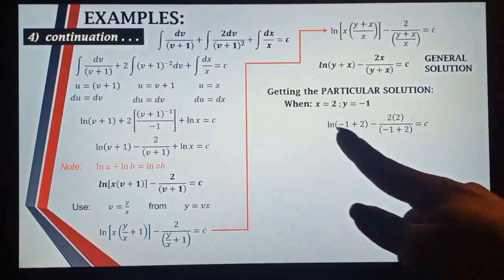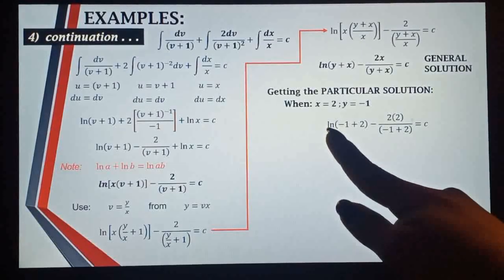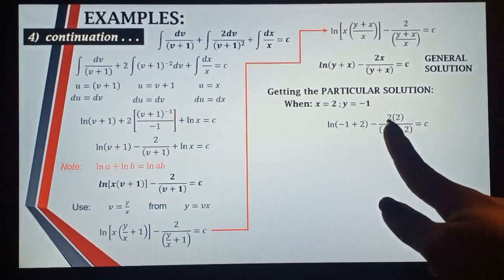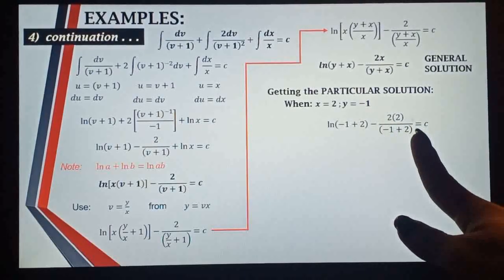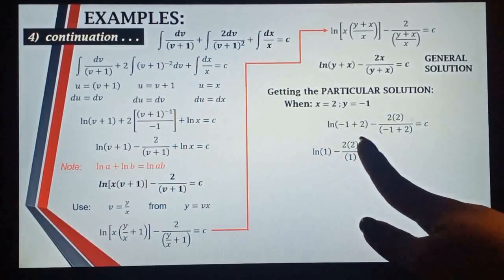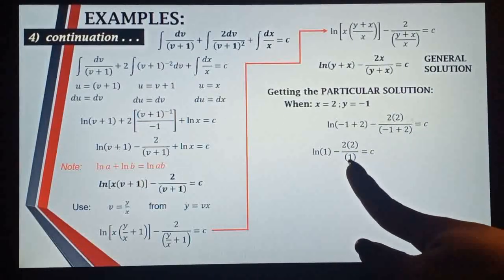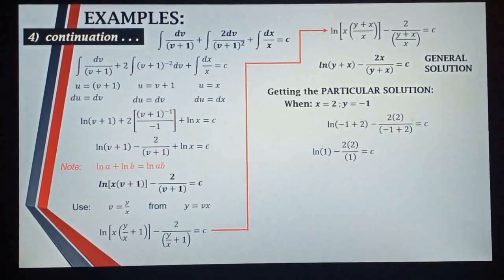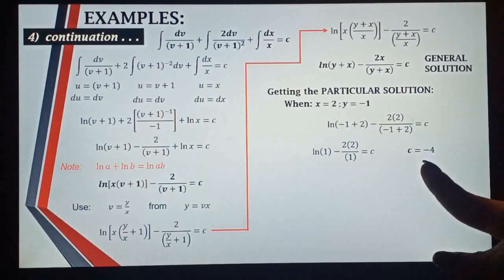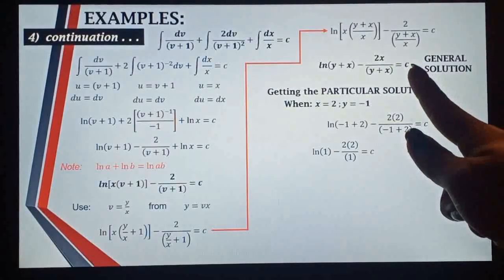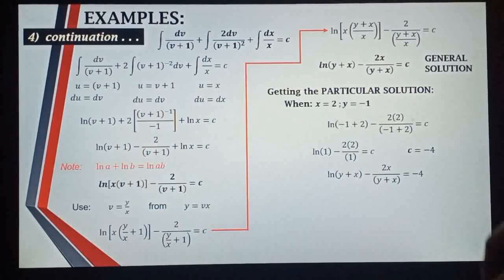So, kapag sinubstitute natin siya, you will now have ln of the negative 1 plus 2 minus 2 multiplied to 2 all over negative 1 plus 2 equated to c. You will now have ln of 1 equals 2 multiplied to 2 over 1 equals c, wherein ln 1 is equal to 0, therefore c is negative 4. Ngayon, sa natin gagamitin si c, isa-substitute natin siya ngayon dun sa general solution mo to find your particular solution.